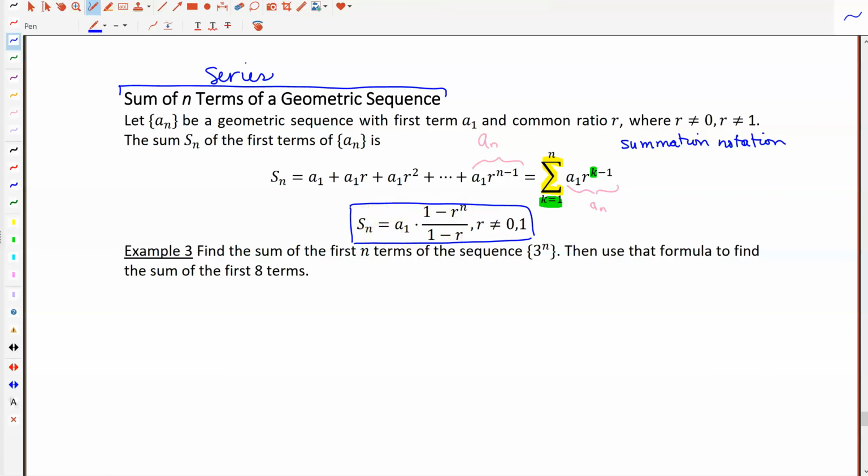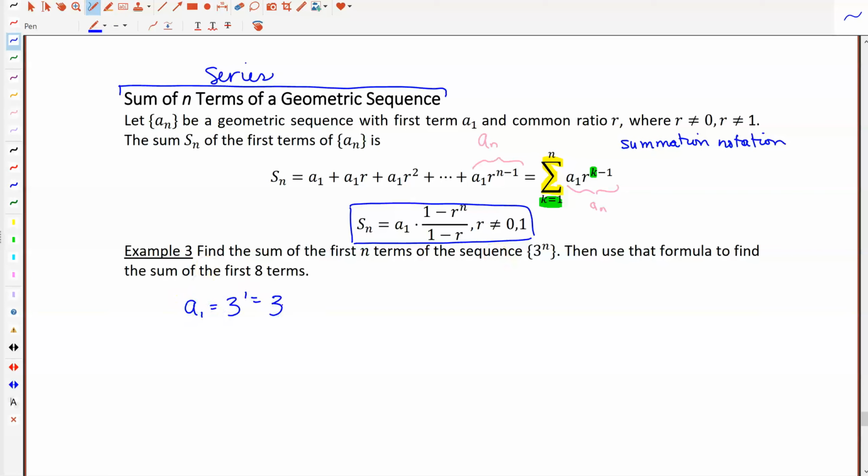Let's go ahead and use this formula for the next example. We're going to find the sum of the first n terms of the sequence 3 to the nth power, and then we're going to use that formula to find the sum of the first 8 terms. So in that sequence, 3 to the nth power, my first term, a sub 1, is 3 to the first power, or 3.